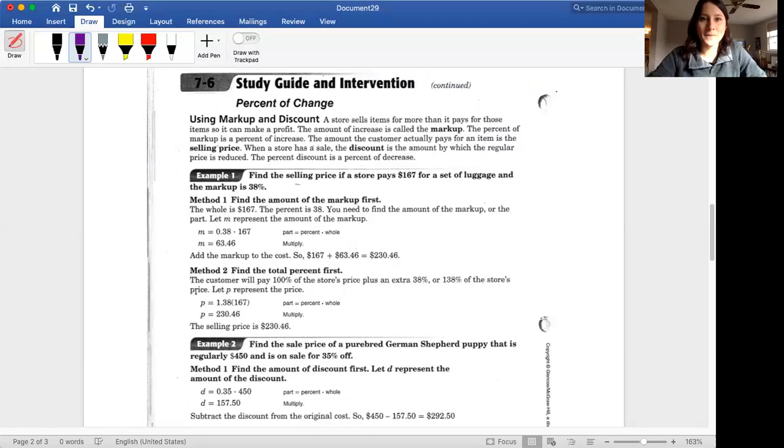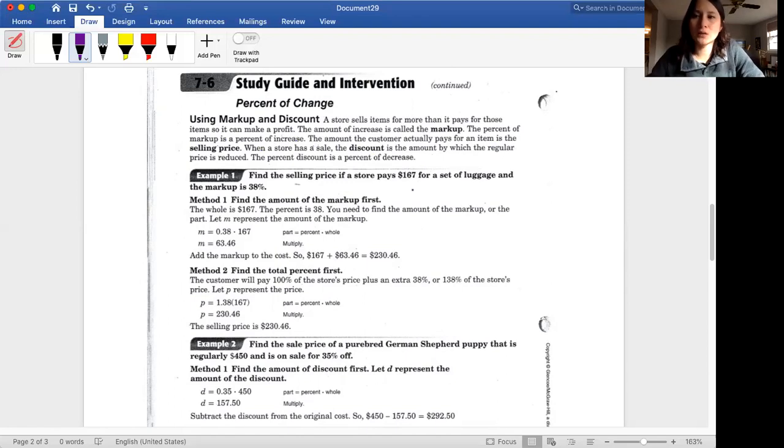So the amount of increase is called the markup. So I'm reading this up here. The percent of markup is the percent of increase. So those are the same thing. The amount the customer actually pays for an item is the selling price. When a store has a sale, the discount is the amount by which the regular price is reduced. The percent discount is a percent of decrease.